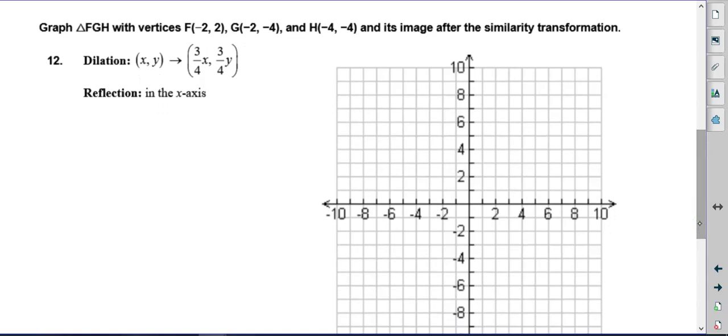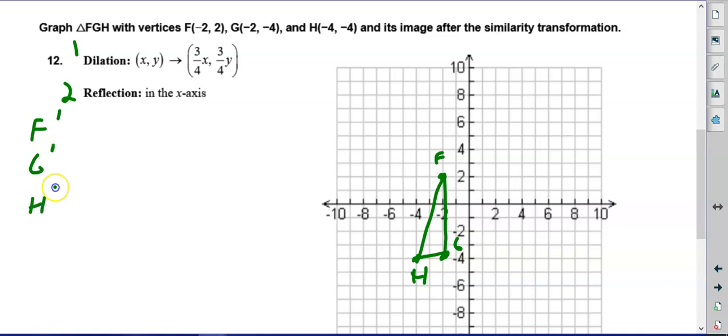All right, F, G, H at negative 2, comma 2, negative 2, negative 4, and negative 4, negative 4. So F, G, and H. Okay, it says graph that, which we did, and its image after the transformation. So again, we're doing two things here. All right, so I have my F prime, G prime, H prime.